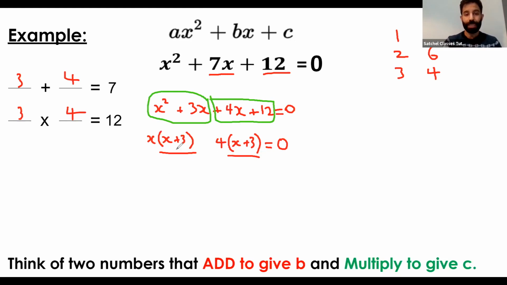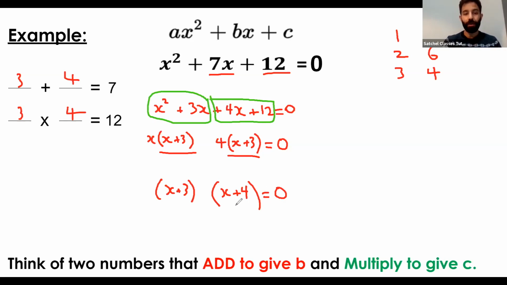Now what we do, we take down one of the brackets. So we bring down x plus 3. And then we have x and 4. So we need to put those in a bracket as well. And we're just going to do x plus 4. So add those two together. And that will be equal to 0.